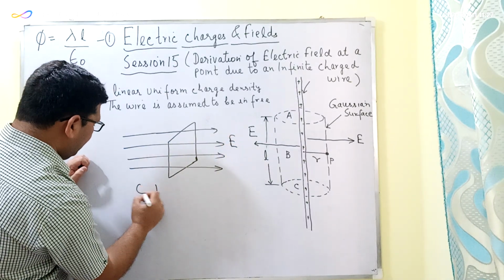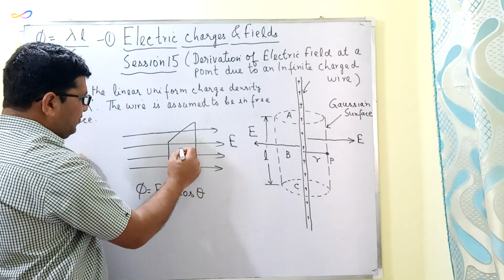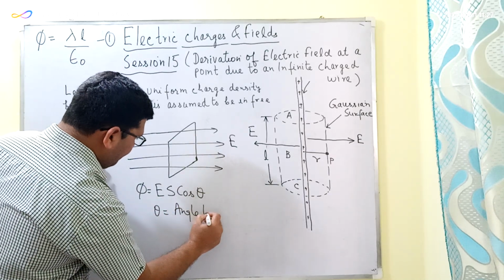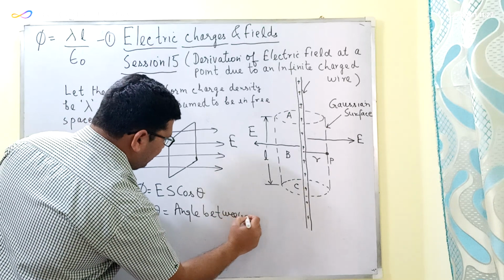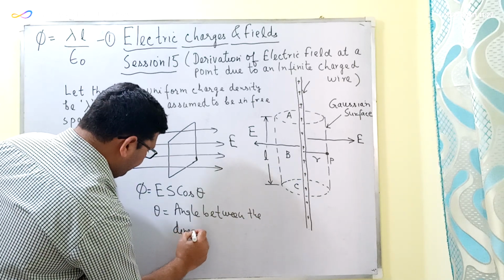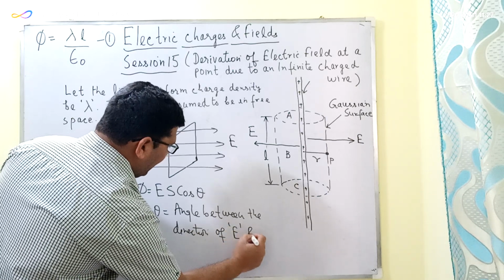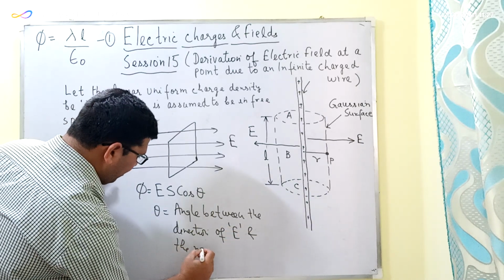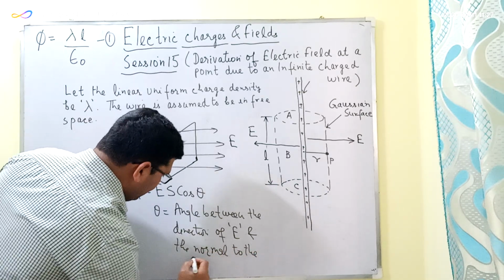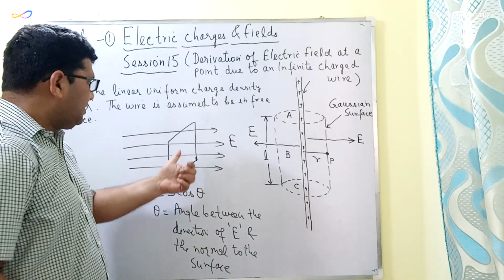It is given by E S cos theta. Now theta is what here? Theta is the angle between the direction of electric field, say E, and the normal to the surface. And here S is the surface area of this surface.